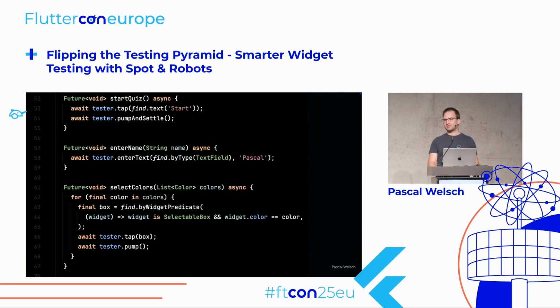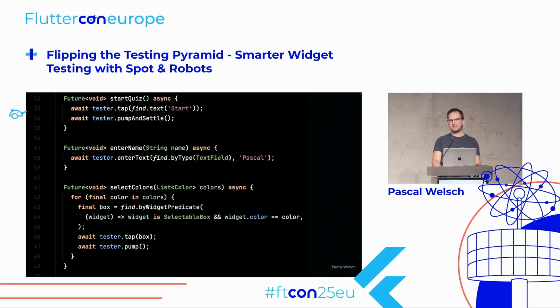The other methods are super straightforward. Sometimes even just a line of code, tapping a button, pumping automatically. I really like tests where there's not a single line of pump or pump and settle. Move those to the robot because this is just clutter inside of your code. Selecting the colors, also quite easy, give it a list.